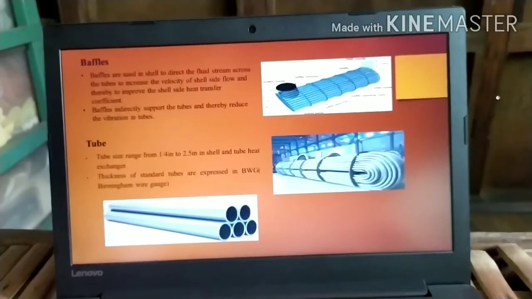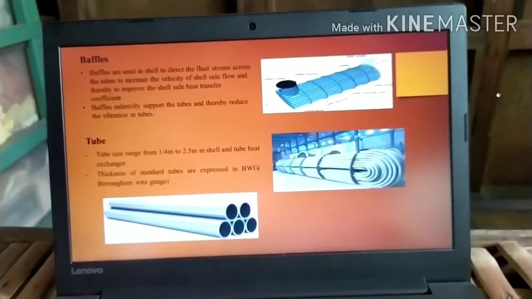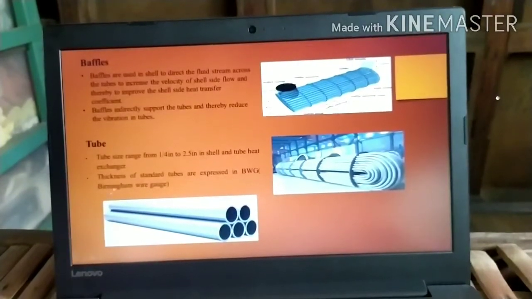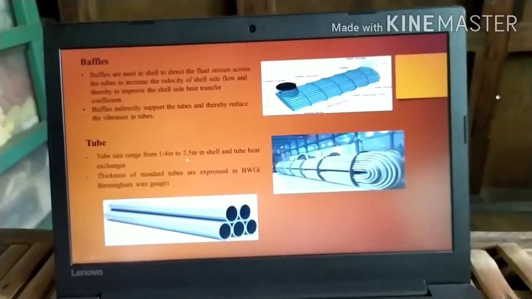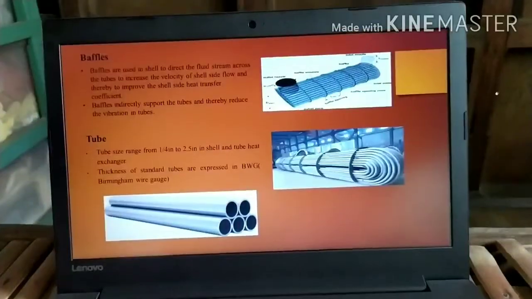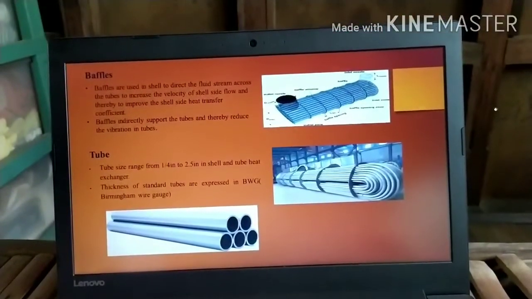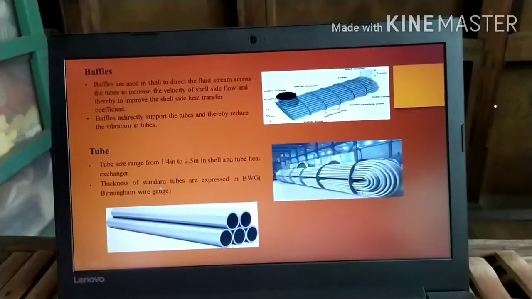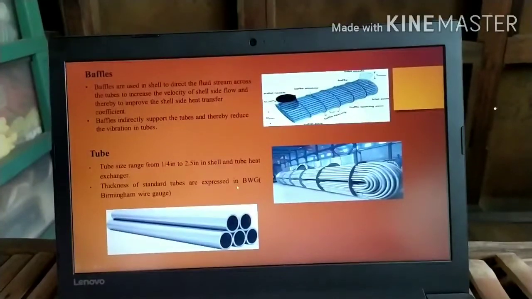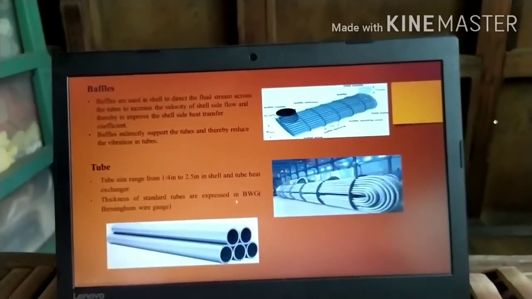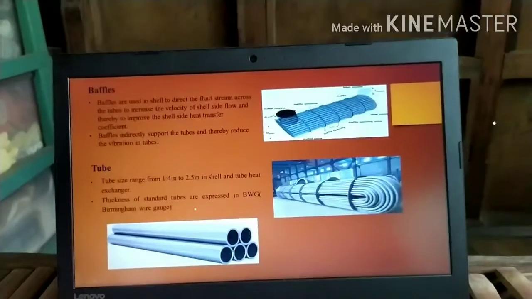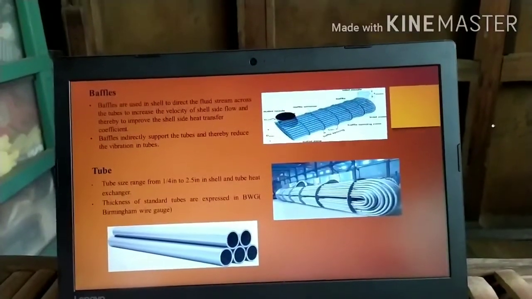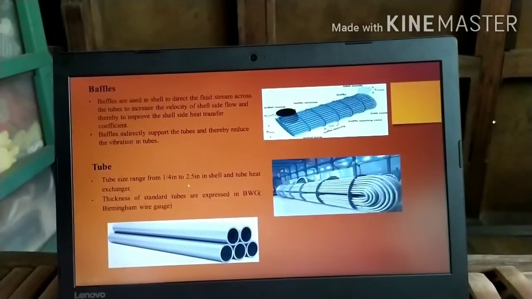So next is tubes. Tube size ranges from 1/4 inch to 2.5 inches in shell and tube heat exchangers. Thickness of standard tubes is expressed in BWG, Birmingham wire gauge. So tubes are where the fluid flows, and they can withstand high temperature.